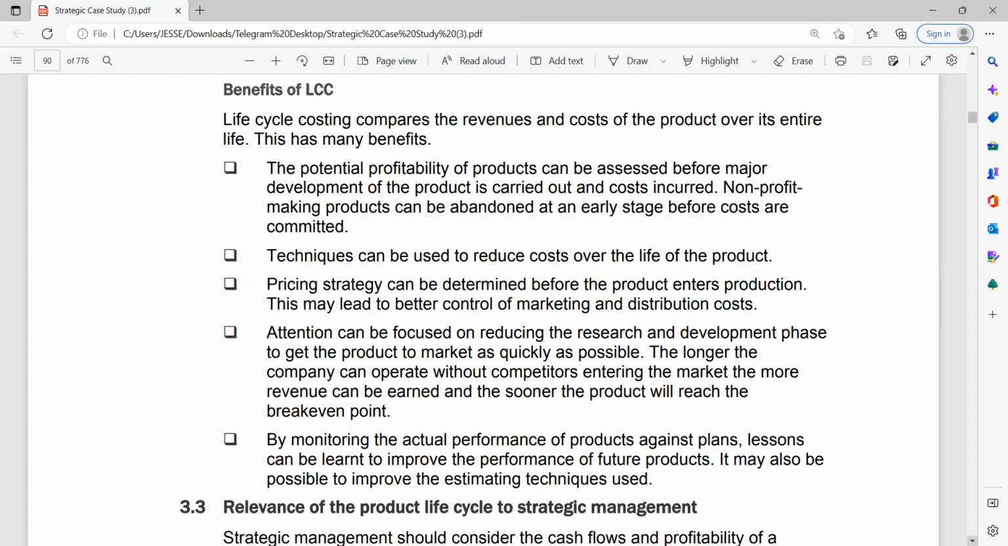Another benefit too is that you can actually monitor actual performance of the product against the plans. Because when you look at the life cycle of the product, you would have an expectation, and what actually happens might be different. So you compare the actual performance against the plans, and any lessons to be learned from that, you can also learn.